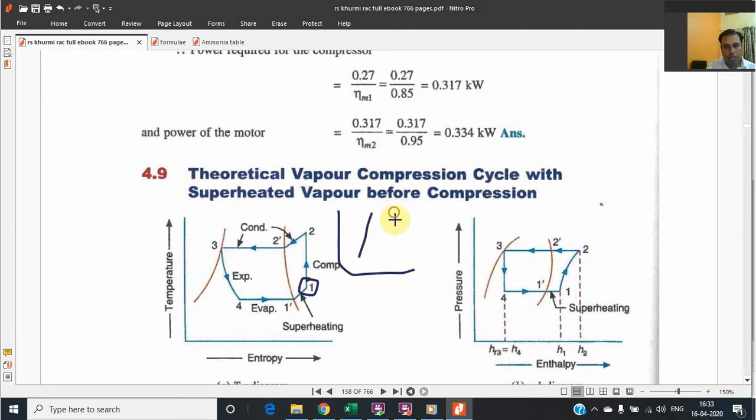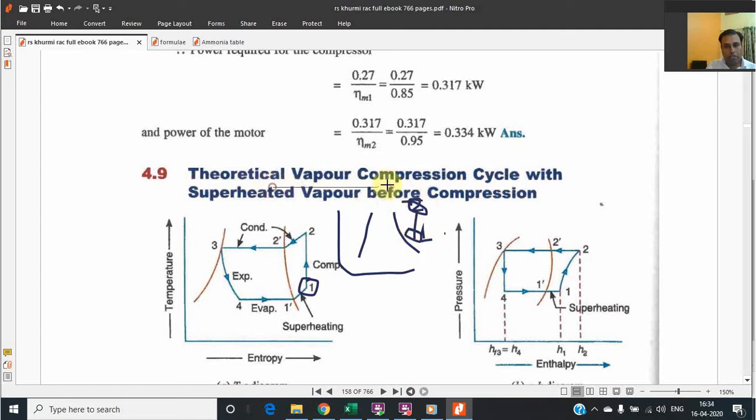One is liquid, one is vapor. And now in the compression period, you are not in this region because you are not between the two curves. You are neither on the curve, you are above the curve. Means you are in the superheated region at the starting of the compression itself. You will be again in the superheated region at the end of compression. Means both the points are in superheated region.